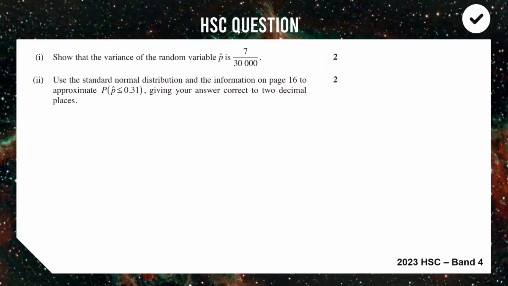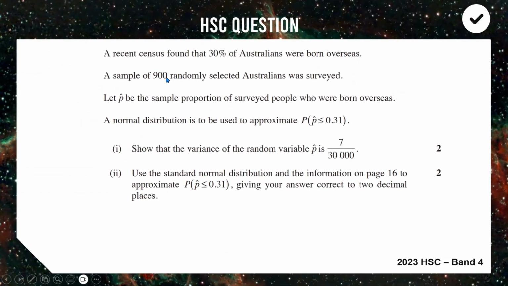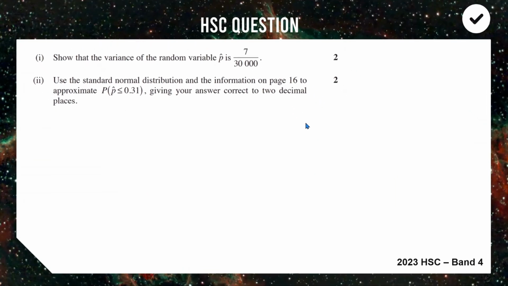Okay, should we start off with our expected value? We know that our p from the question, we have probability being 30% and our sample size is 900. That's obvious to anyone who is literate. Now we can find our expected value for our sample proportion, which is 30%, of course.